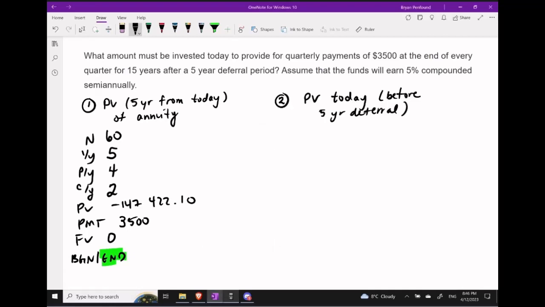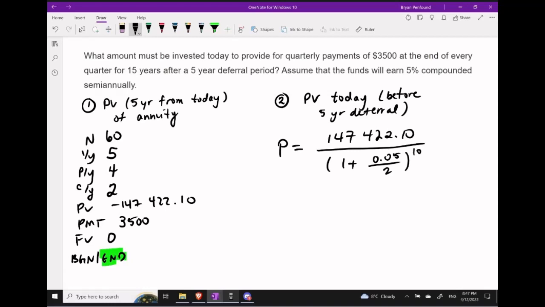And that brings us into step 2, where we now actually have to discount that money 5 years to calculate the fair market value today, or the fair market value before that deferral period. And the easiest way to do that is to apply the principal amount or present value formula for compound interest.